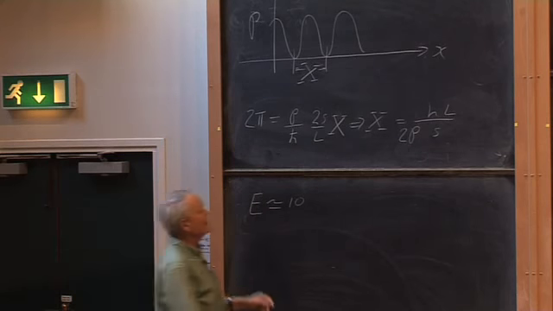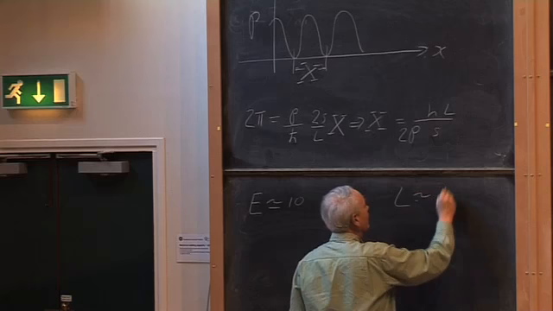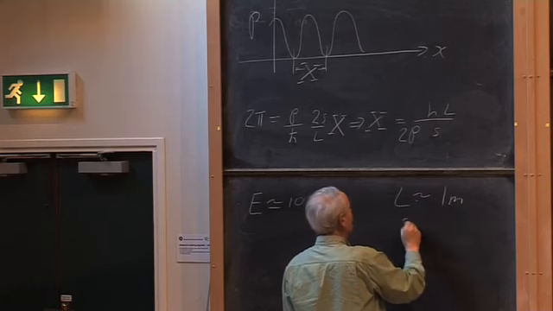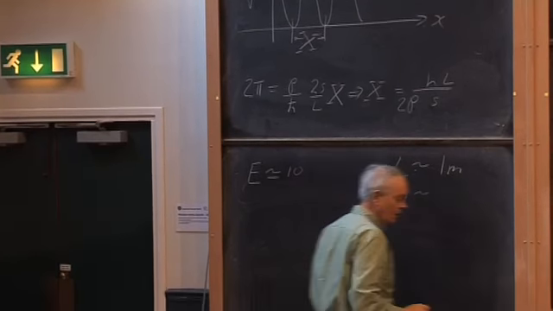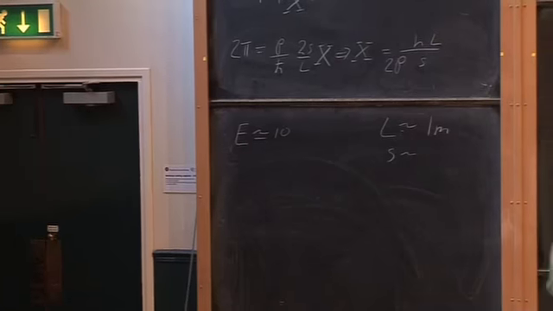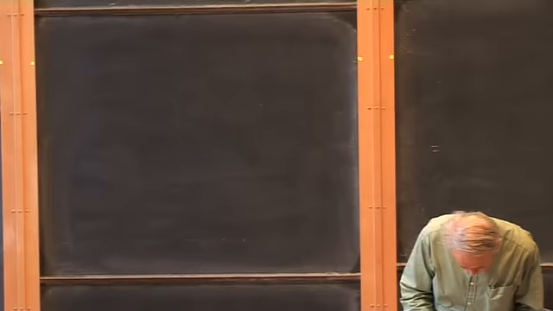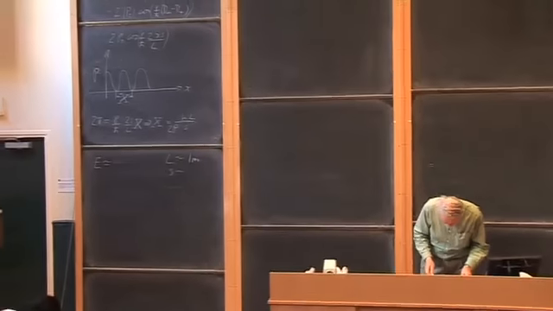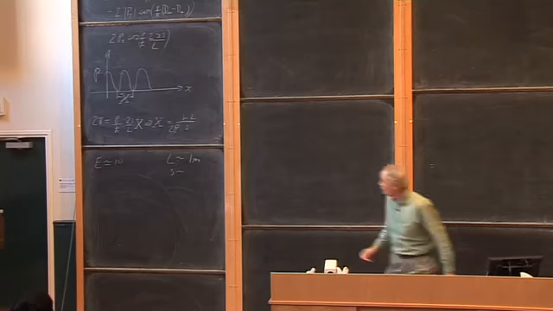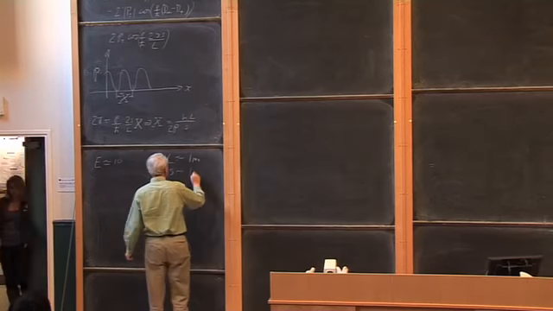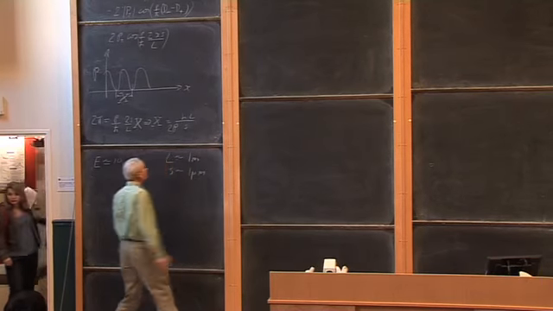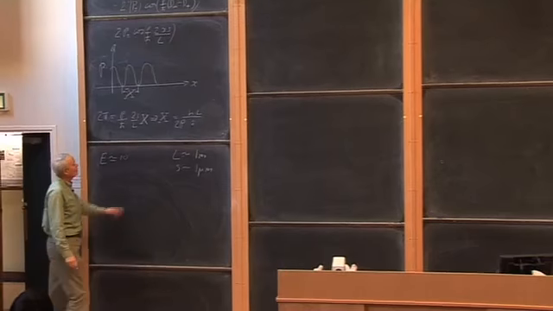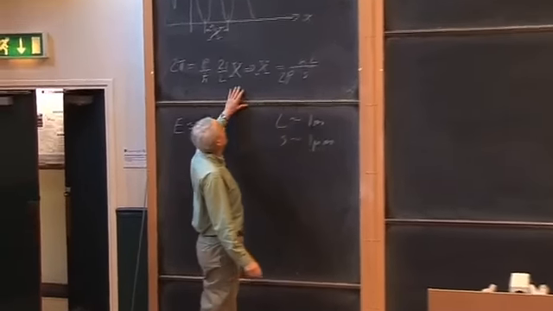So let's take L to be a meter. Let's take s to be, I think, a micron, because you want to make it as small as you can, but if you make it much smaller than a micron, you'll find it difficult to make the hole.